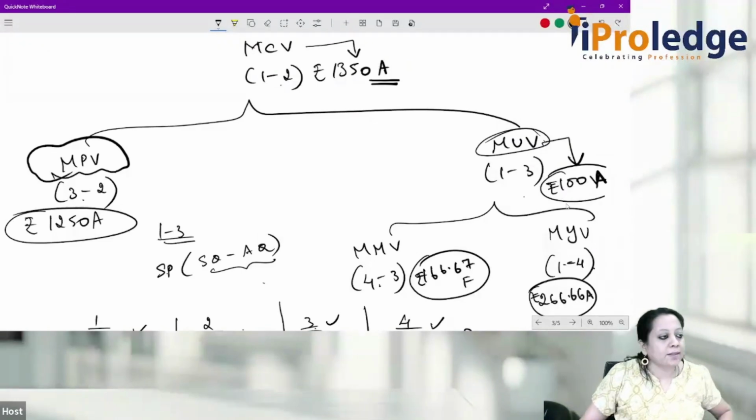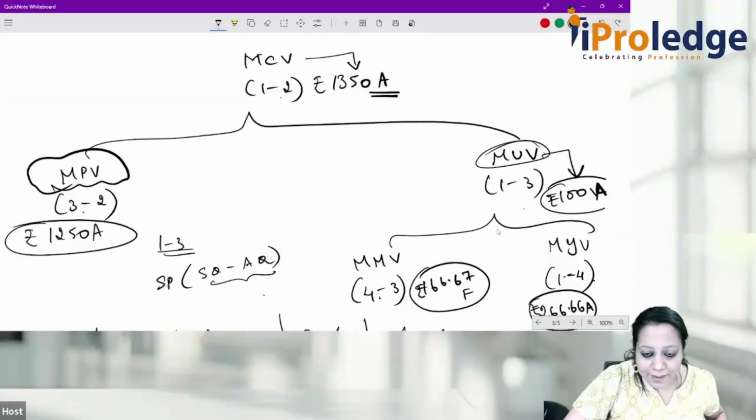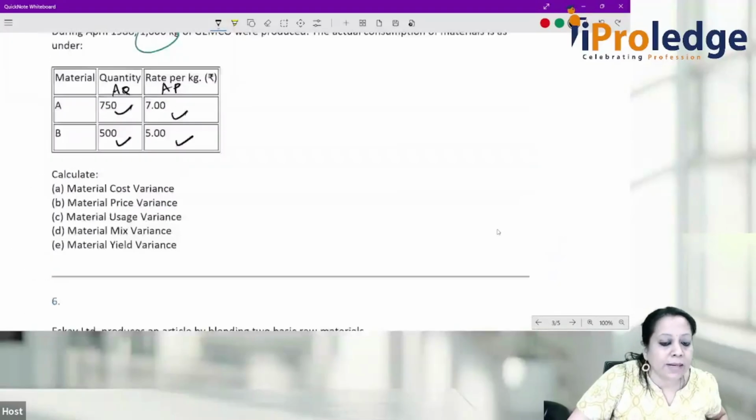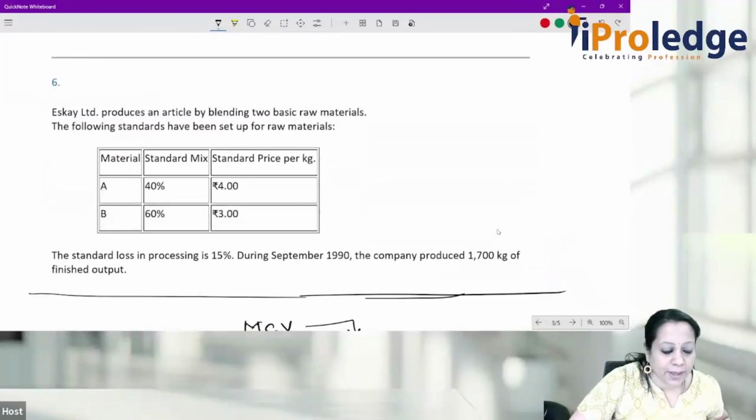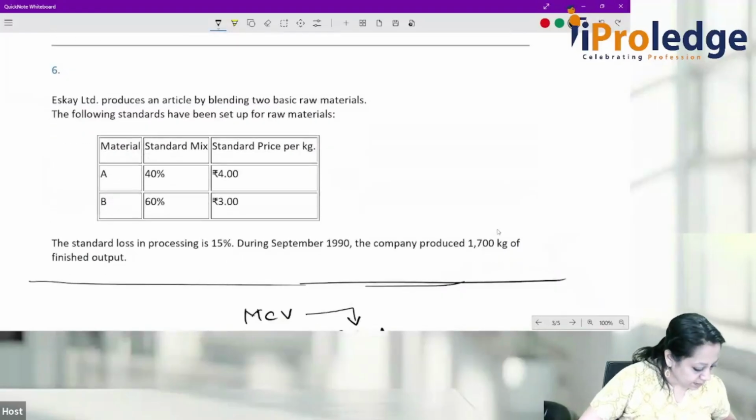So let's go to the next question. Yes, dear. Have you completed writing? Yes. Okay. So now we will go to the next step. So this was only introduction. It was easy, but it may be asked. Okay. Next one is there's a company which is blending two raw materials. The following standards have been given: standard mix and standard price.